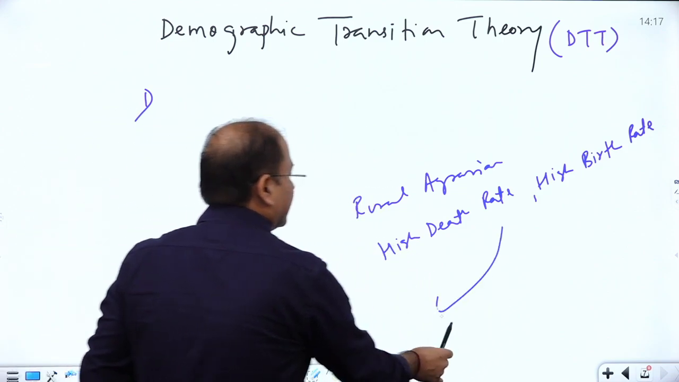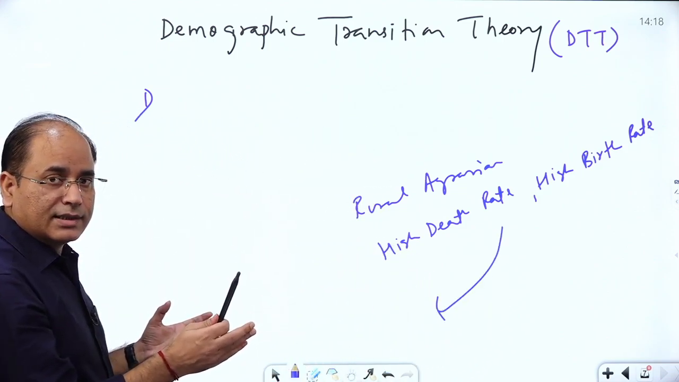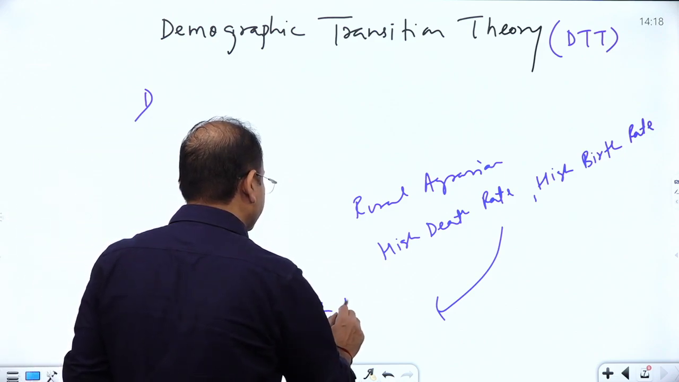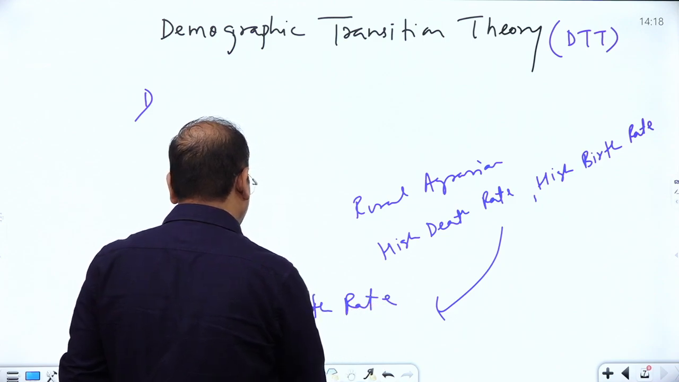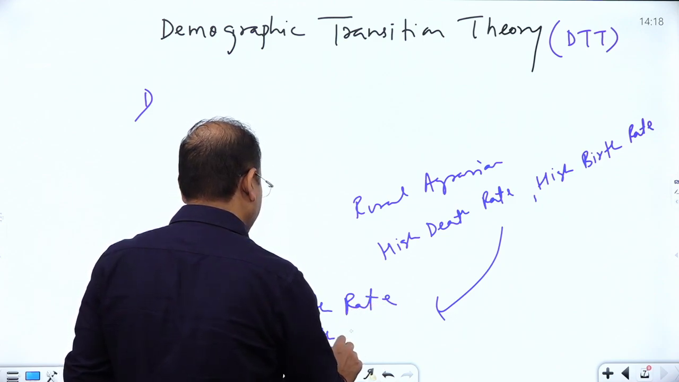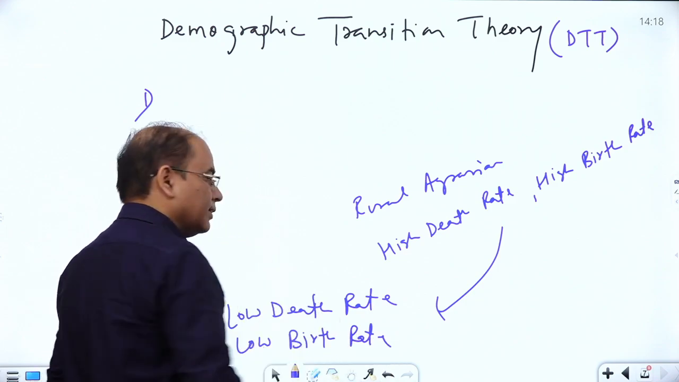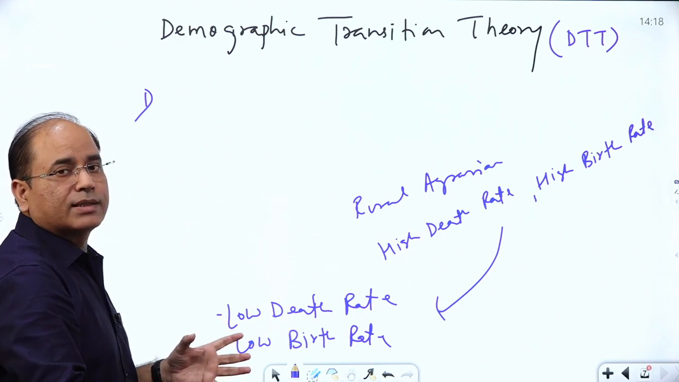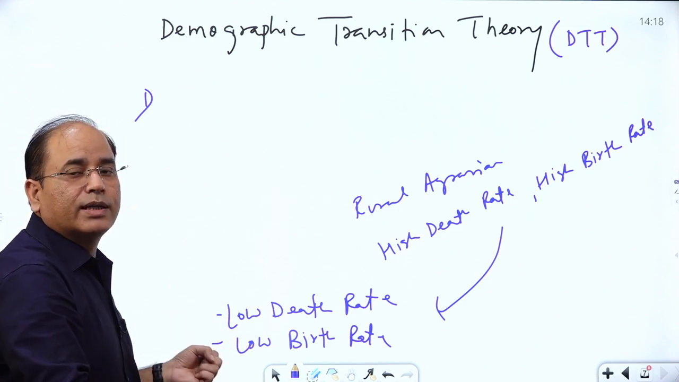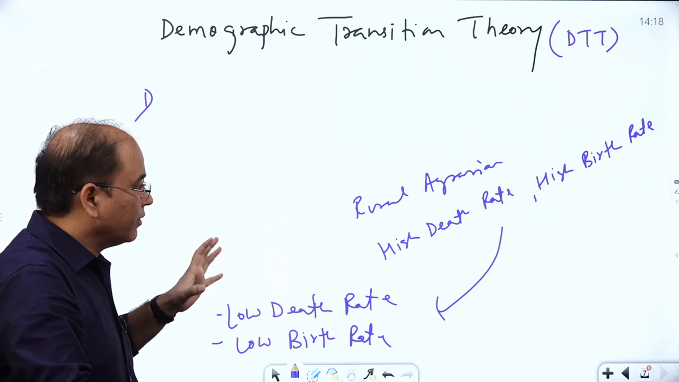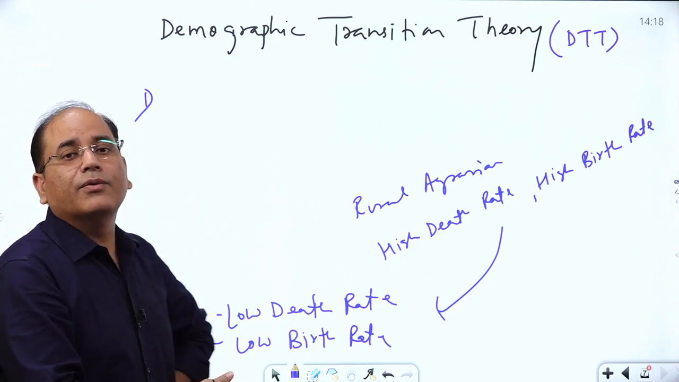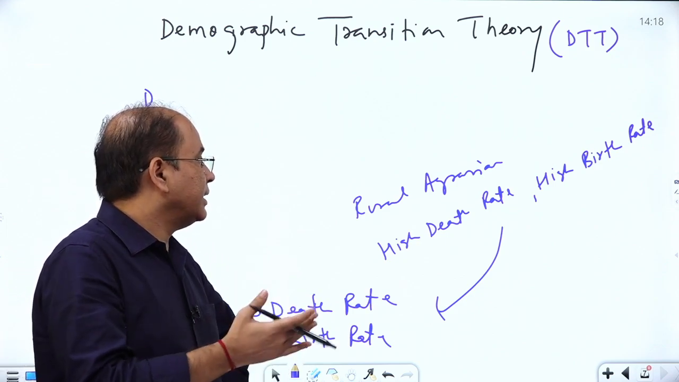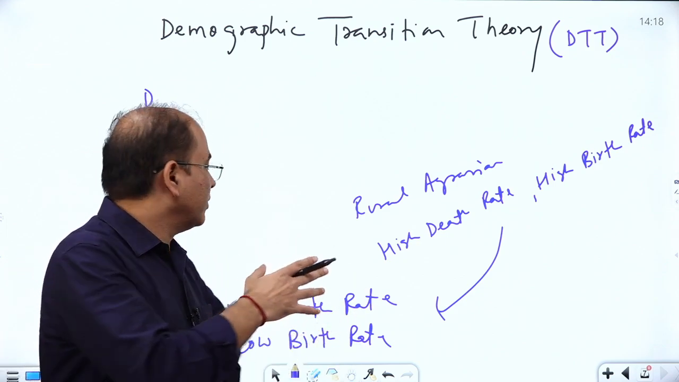And how will it transform? It will transform into urbanized areas, and what will happen in urbanized areas? There will be low death rate and low birth rate. So starting from high death rate and high birth rate, it will go to low death rate and low birth rate. So it will go from here to here. Now how will it proceed, try to understand. How will it proceed from high birth rate and high death rate to low birth rate and low death rate?